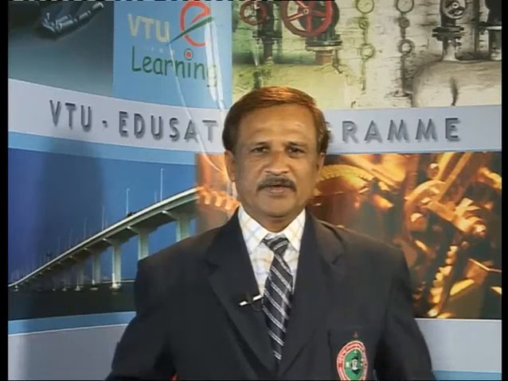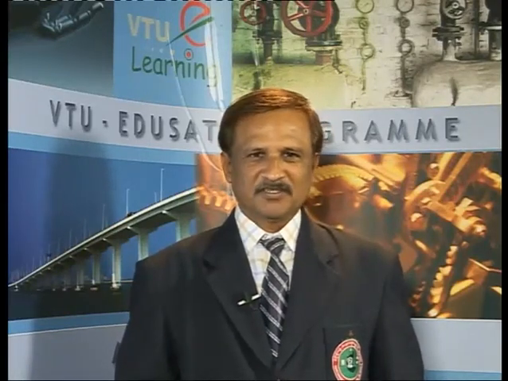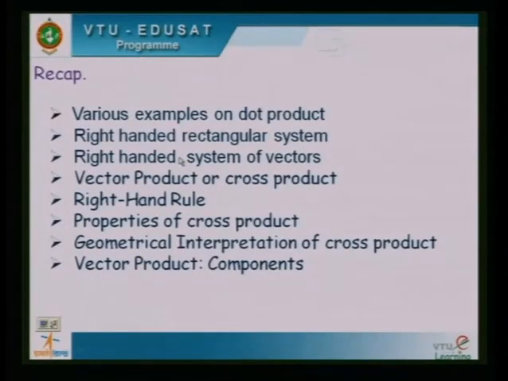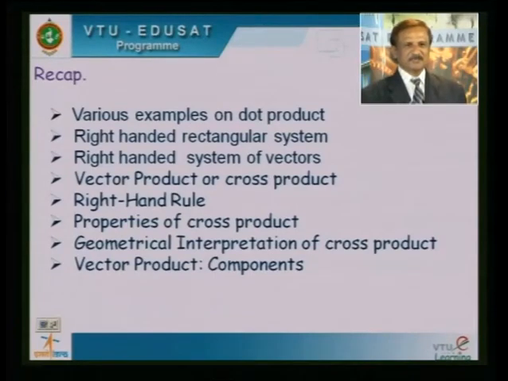So I hope in the last session we have discussed so many points. One is we have solved various examples on dot product, right? Before that we defined a dot product, and after that we solved a variety of examples on it. And after that we discussed a right-handed rectangular system. Is it clear? Now how do we define three-dimensional geometry or a right-handed rectangular system, x-axis, y-axis and z-axis? Is it clear? Along with those three axes we have defined unit vectors. Is it clear? It means we have discussed a right-handed system of vectors, right?